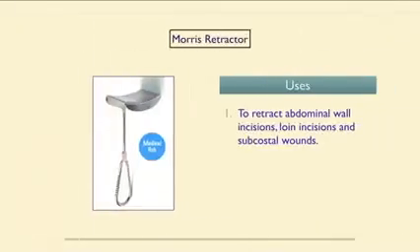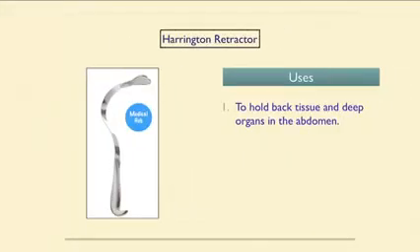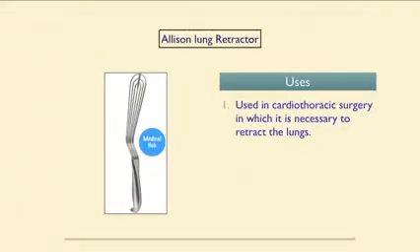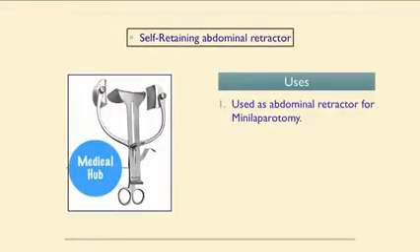Next is Morris Retractor. It is used to retract abdominal wall incisions, loin incisions, and subcostal wounds. Next is Harrington Retractor. It is used to hold back tissue and deep organs in the abdomen. Next is Allis Lung Retractor. It is used in cardiothoracic surgery in which it is necessary to retract the lungs. Self-retaining abdominal retractor. It is used as abdominal retractor for mini laparotomy.